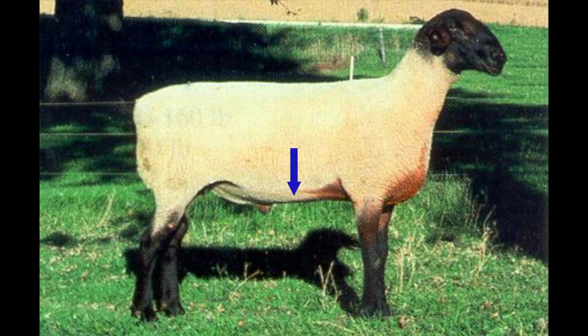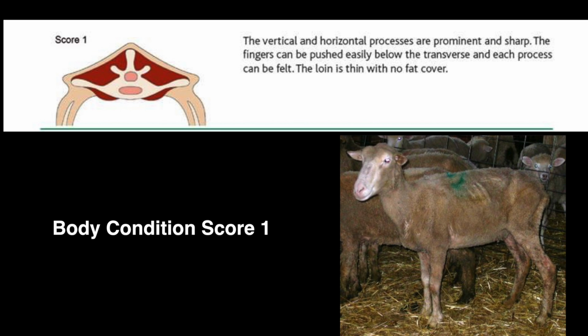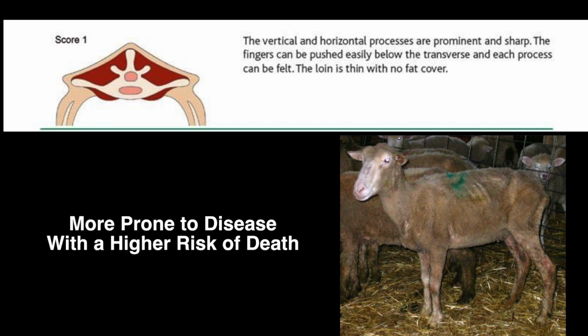when assigning scores. A score of 1 is an emaciated sheep. The spinous processes are very prominent and can be easily felt. On the loin, there is little muscle and no fat. The transverse processes can also be easily felt, and one can pass fingers underneath them. Sheep at this score are more prone to disease and have a higher risk of death.